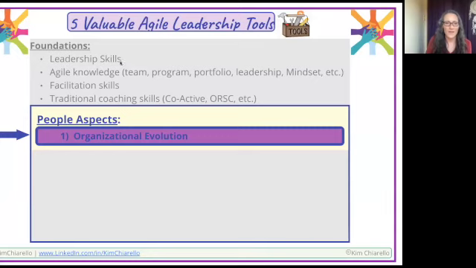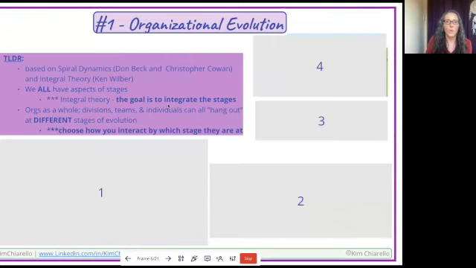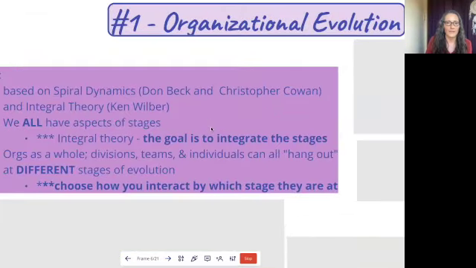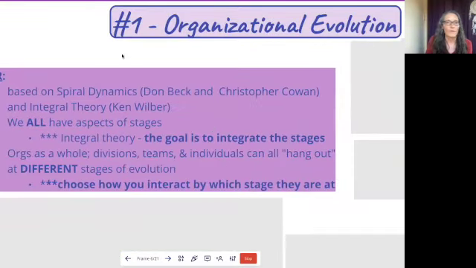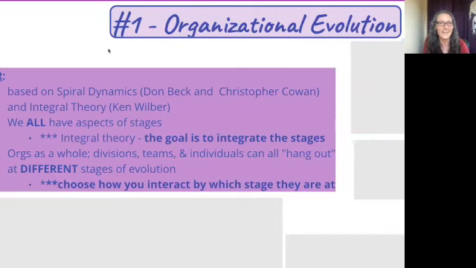So the first one is organizational evolution. So what do we mean by that? The TLDR, too long didn't read, is organizational evolution is based on spiral dynamics with Don Beck and Christopher Cowan, and integral theory with Ken Wilber. We all have aspects of these stages of evolution, and the goal is to integrate the stages, hence Ken Wilber calling it integral theory.